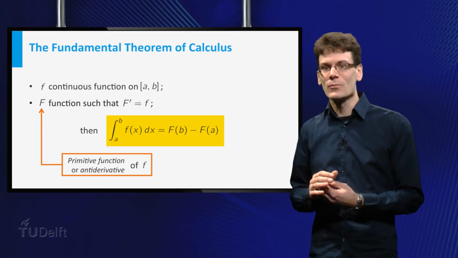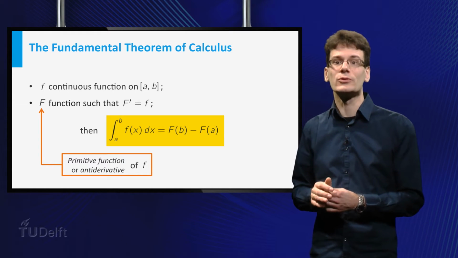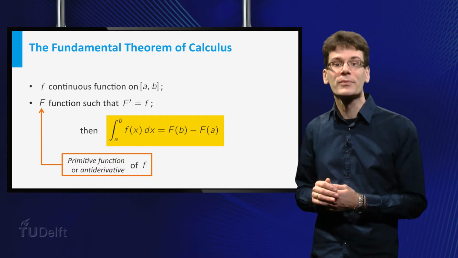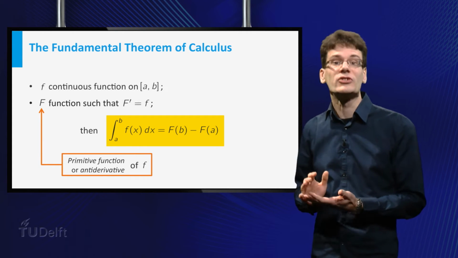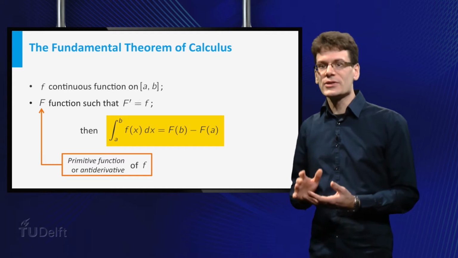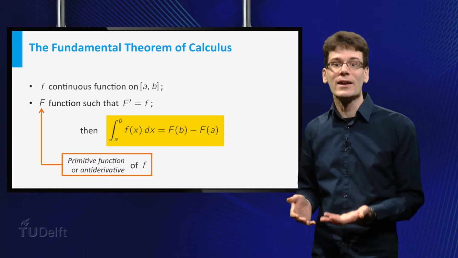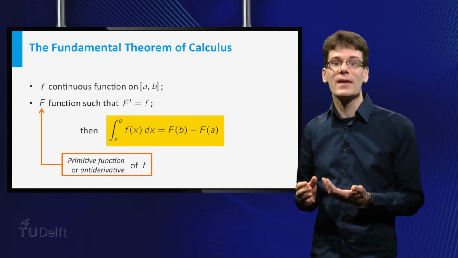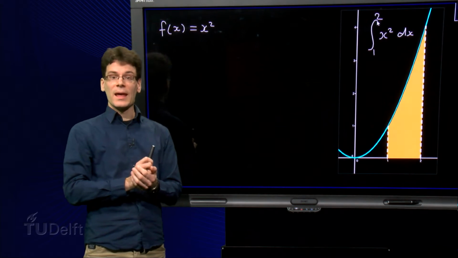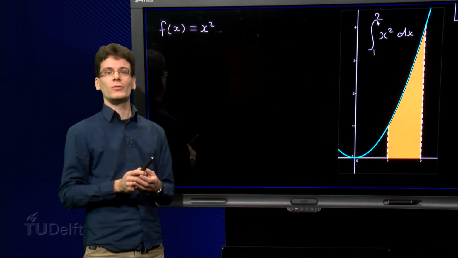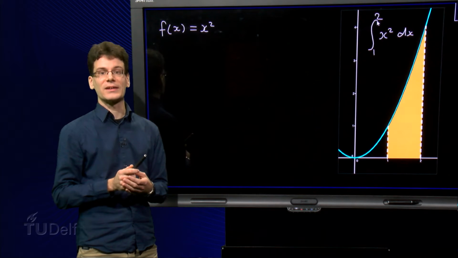Any function with derivative equal to small f is called a primitive function or antiderivative of small f. Those terms can be used interchangeably. So by this theorem, integration comes down to finding a primitive function F and evaluating F(b) minus F(a). Let me show you an application of this theorem in an example. Let us consider the integral from 1 to 2 of x squared dx.